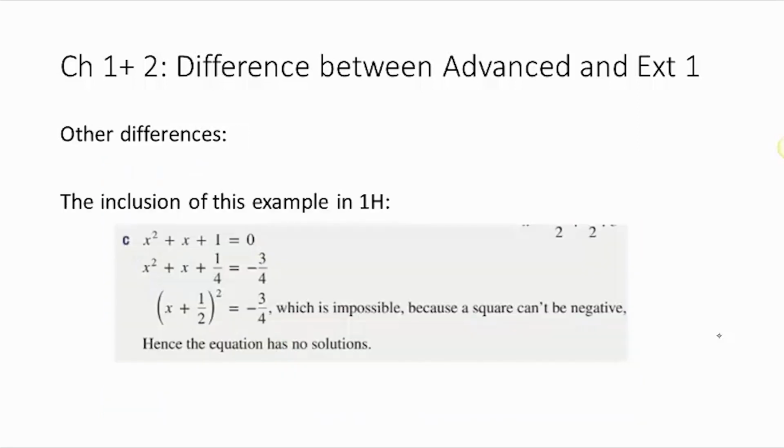There are a few other differences, and one is the inclusion of this example in chapter 1, section H. And what they've done here, there are 2 other examples above this which are both doing the completing the square, but don't have it being a negative and therefore it being impossible. So they've added that extra bit in with an equation with no solutions for the extension 1 students. Doesn't mean it won't be there for advanced, it just means they're really flagging it more with the extension 1. In the advanced there are questions like that in the exercise.